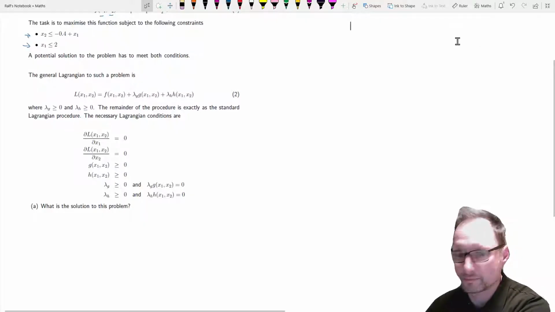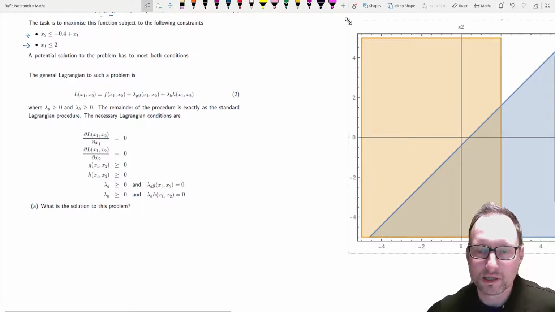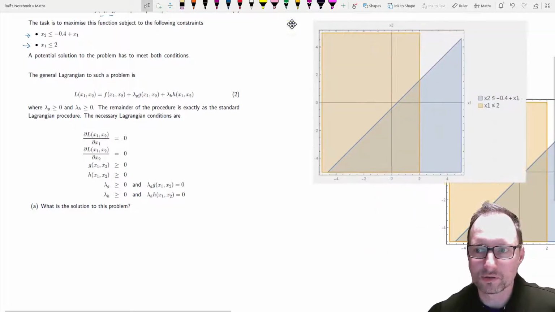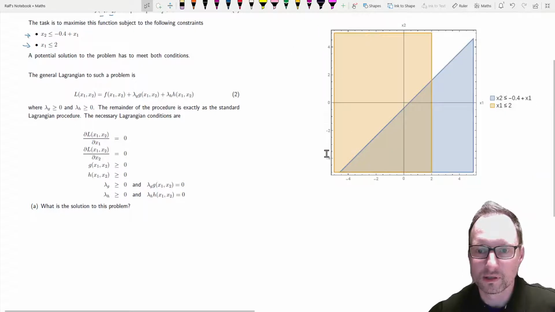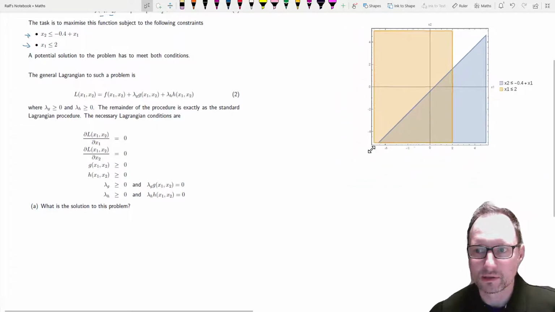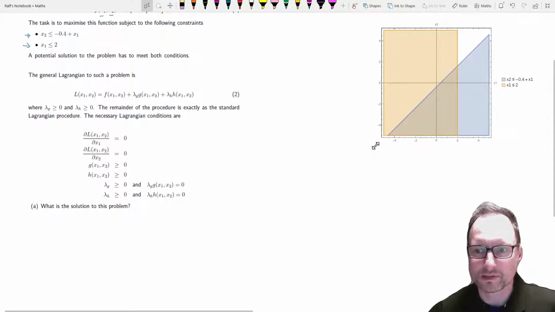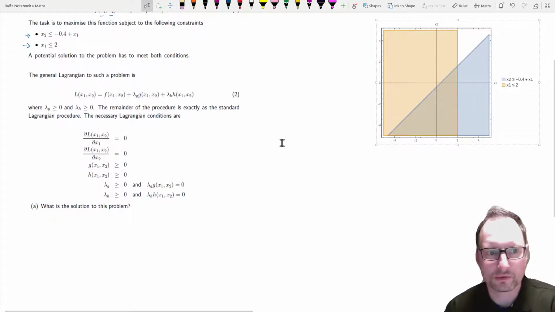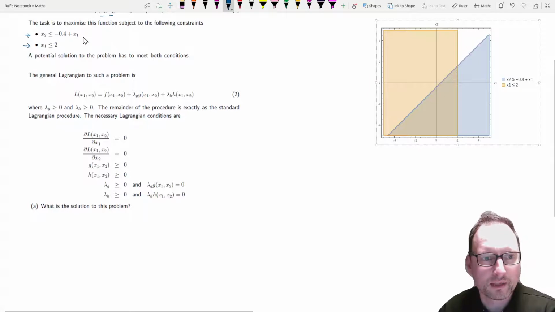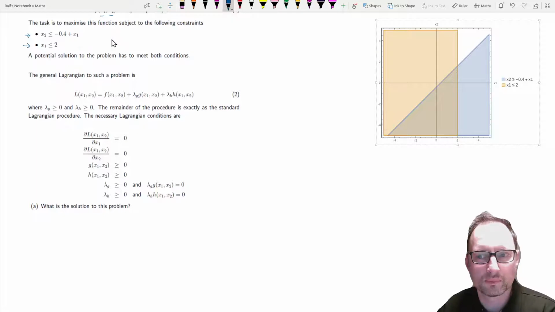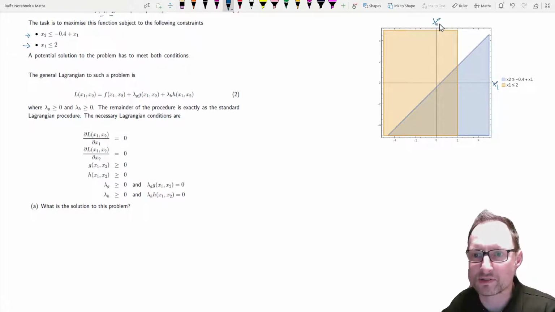Here we go. So here is an image of what this constraint actually means. Okay, so we are having two constraints. Let's look at the first one. x2 is smaller or equal to -4 plus x1. So what we have here is we have our x1 axis and we have our x2 axis here. And here is the origin. So this here in the middle is 0, 0.